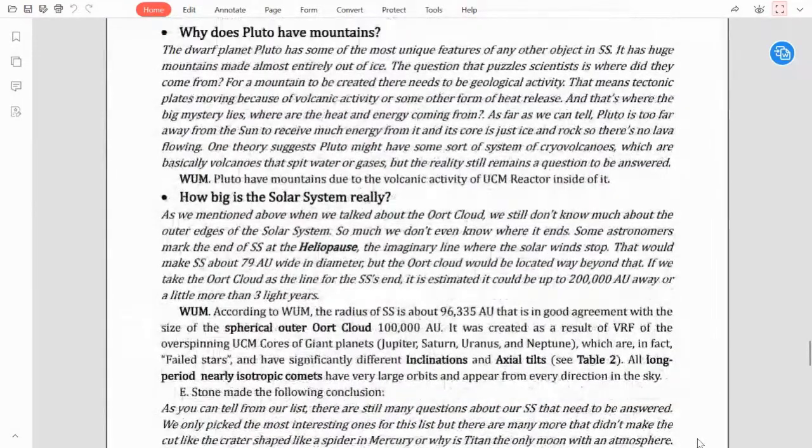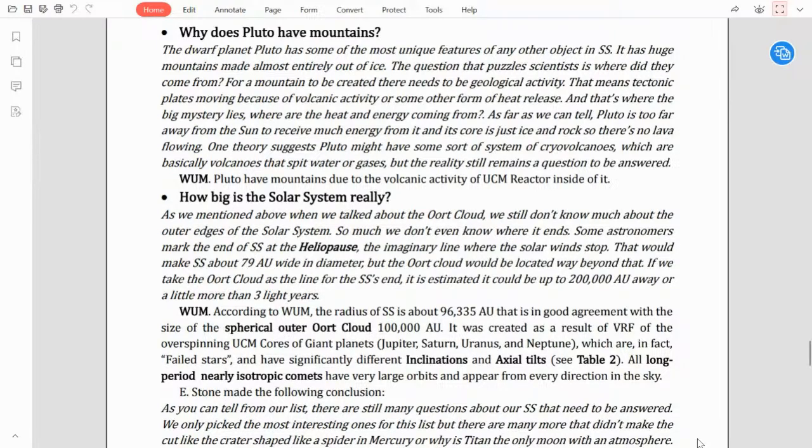Why does Pluto have mountains? The dwarf planet Pluto has some of the most unique features of any other object in the solar system. It has huge mountains made almost entirely out of ice. The question that puzzles scientists is where did they come from? For a mountain to be created, there needs to be geological activity. That means tectonic plates moving because of volcanic activity or some other form of heat release. And that's where the big mystery lies.